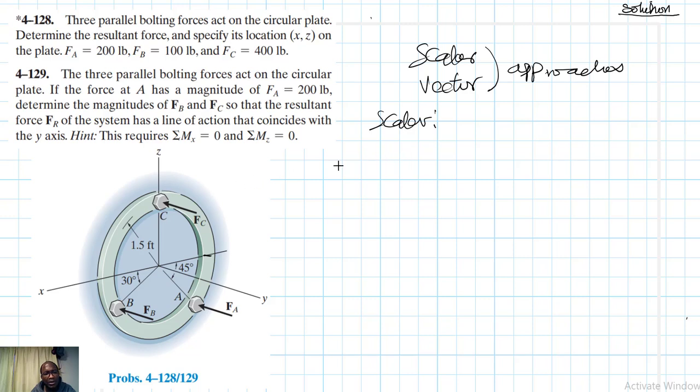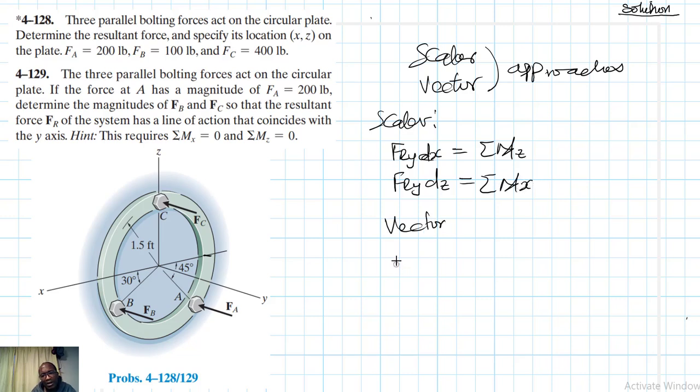So the scalar, you'll have, let's say you have the resultant force FRY, and let's say you want the position in the x-axis, let's call it dx. This is going to be equal to the summation of moments about the z-axis. And then FRY times the position in the y-axis, this is going to be equal to summation of moments about the x-axis. This is the scalar.